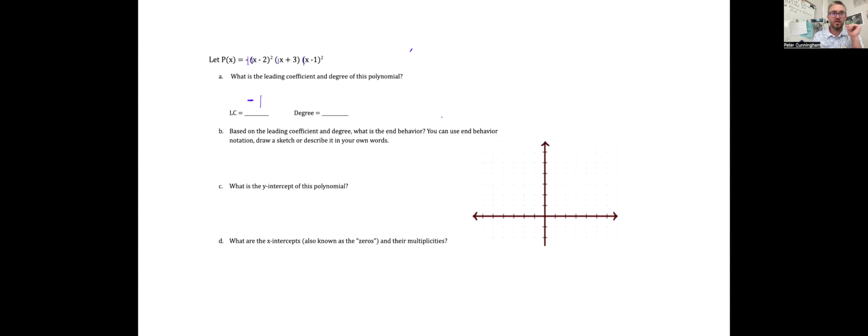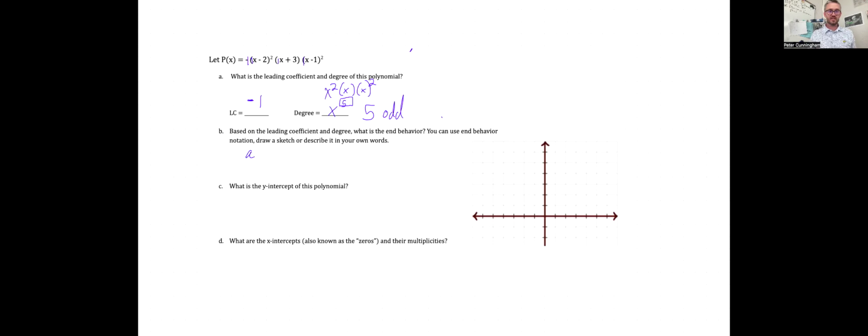The degree here, we have x to the second power. We have x all by itself. So we basically have x squared times x, and then times x squared again. That would give us x to the 5th power. So our degree is 5. And why is that important? Because it's odd, telling me my end behavior is going to do opposites, based on the lead coefficient and degree.